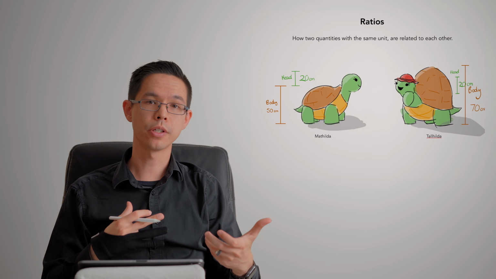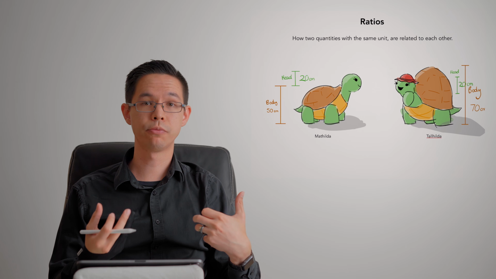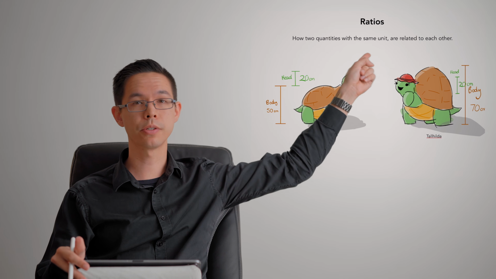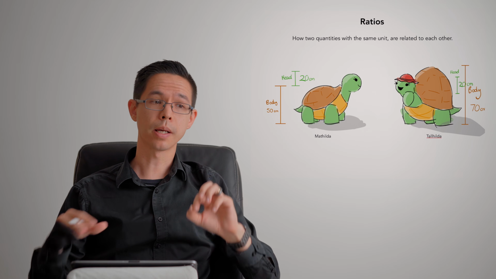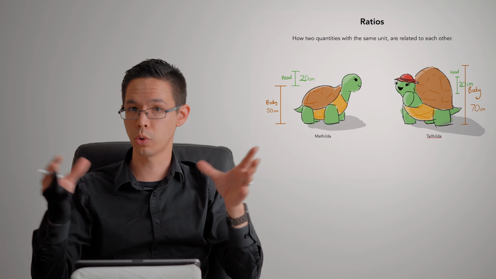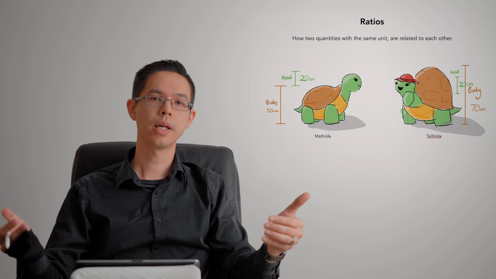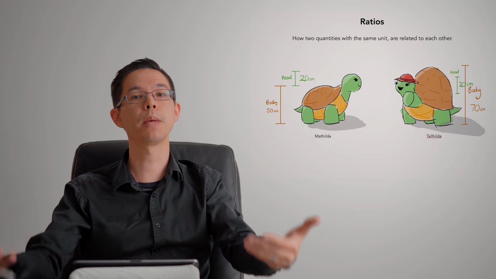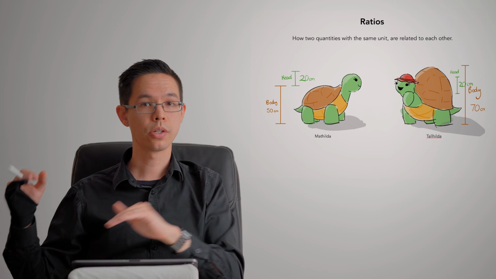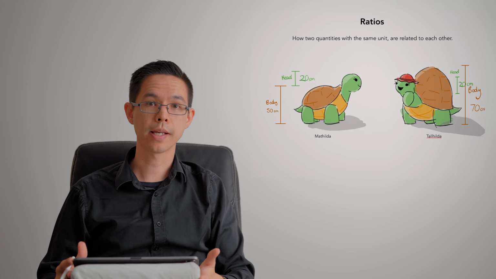Let's talk about ratios. I've already made a video about ratios before, quantities and proportions. If you haven't seen that video yet, I'll leave a card for you somewhere up there. And basically, a ratio is a way of showing how two numbers or quantities are related to each other, and they have to be the same type of unit. So for example, you might compare the heights between two objects.